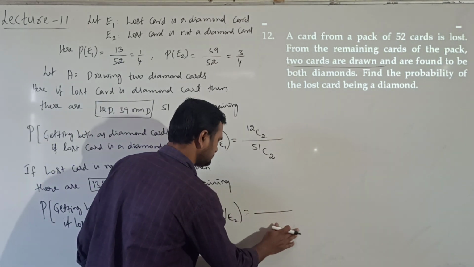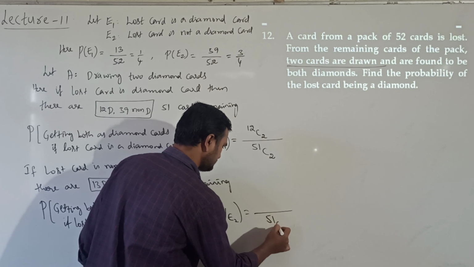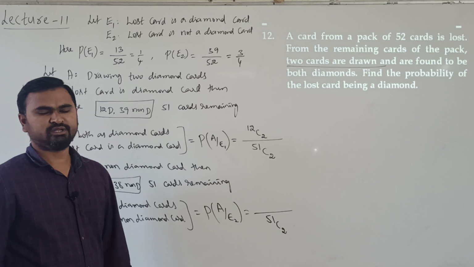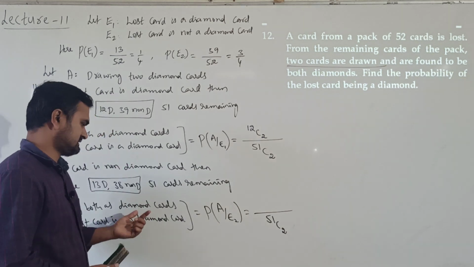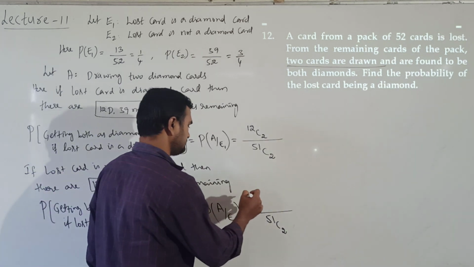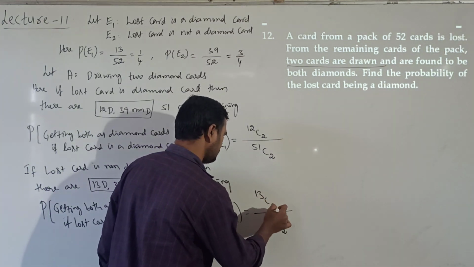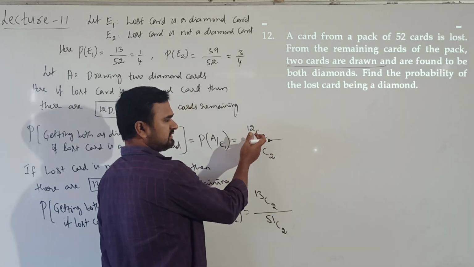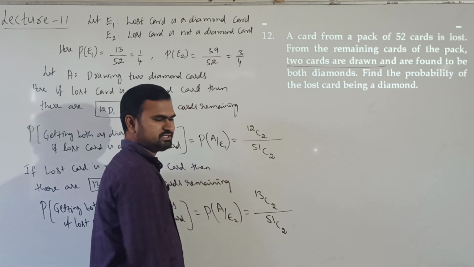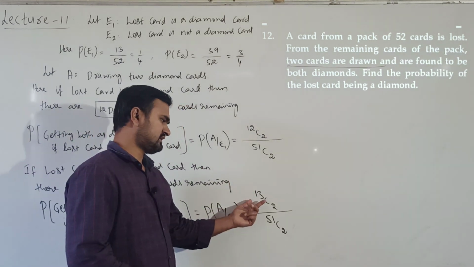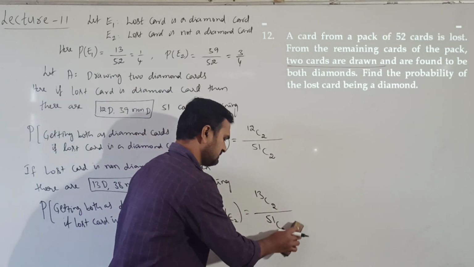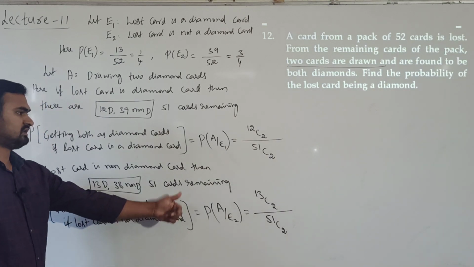So how can I write it here also? Total there are 51 cards, in that we are selecting 2, so it is 51 C2. Now how many are in favor of getting both as diamond cards? How many diamond cards are there? 13 are there, in that we are selecting 2, so it is 13 C2. Understand the difference? Here last card is diamond, there remains 12 cards, in that we are selecting 2. Last card is not a diamond, so there remains 13 diamond cards, in that we are selecting 2. So 13 C2 by 51 C2. So these are the notations.